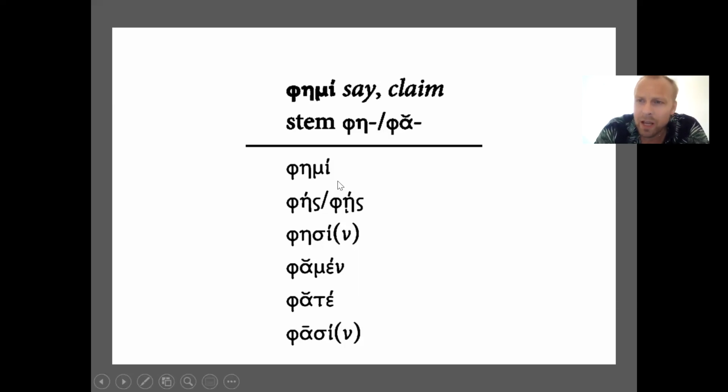So we have phemi in the first person singular, phes in the second person singular, phesin in the third person singular, then we have phamen in the first person plural, phate in the second person plural, and phasin in the third person plural. And the rest of the moods of this verb, you can look up in the grammar on the previously mentioned page 141.